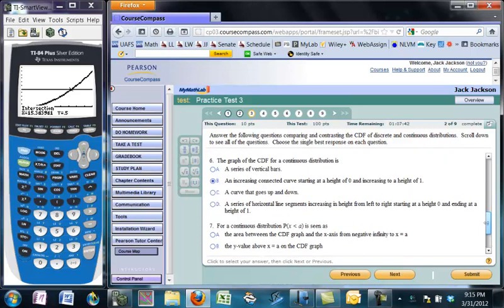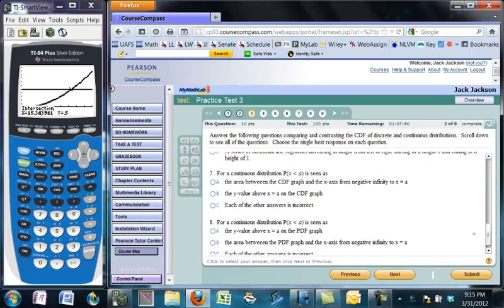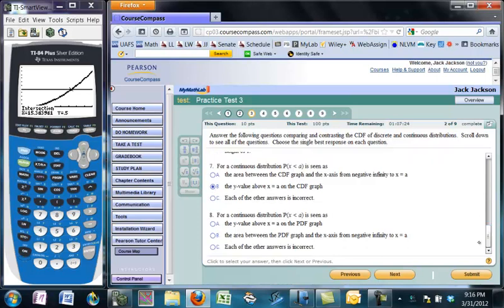Although it may have sections that are horizontal. For a continuous distribution, the probability that x is less than a is seen on a CDF graph as the y value of the CDF above that particular x value, so that would be b. For a continuous distribution, it is... okay, now notice this changed CDF to PDF. On the PDF, it is the area between the PDF graph from forever left up to that x value, so that would be b.